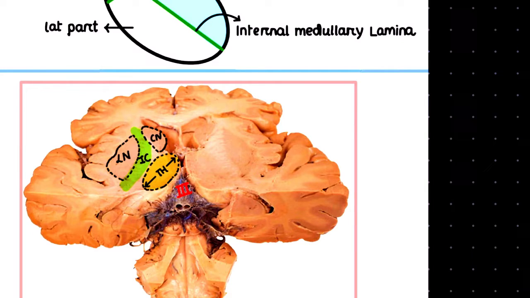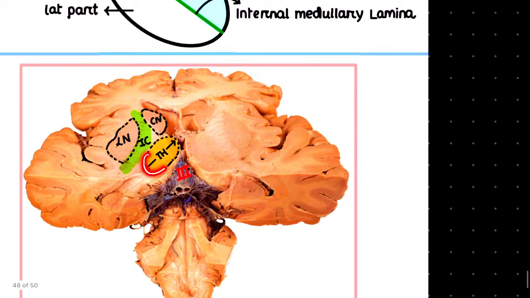It moves anteriorly and posteriorly. The anterior end goes medially, and the posterior end goes laterally. The anterior end, which goes medially, is close to this structure. What is this? This is our interventricular foramen. Yes, this is the position of our thalamus.